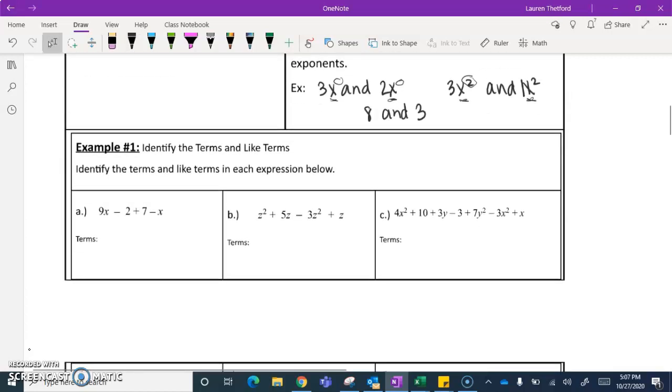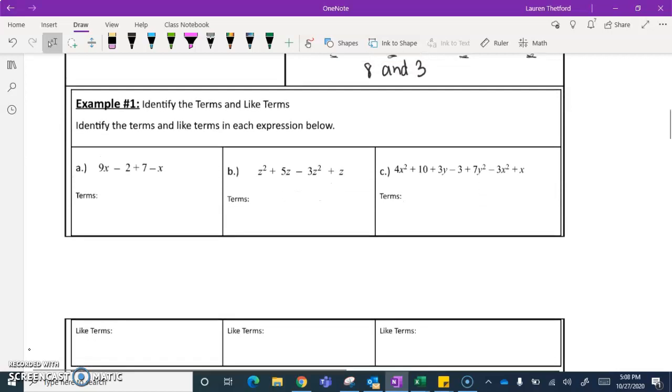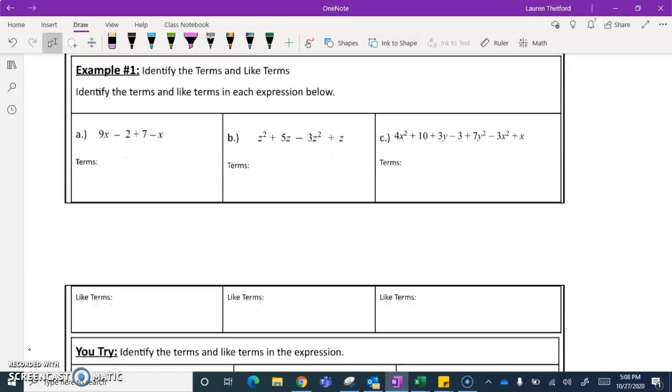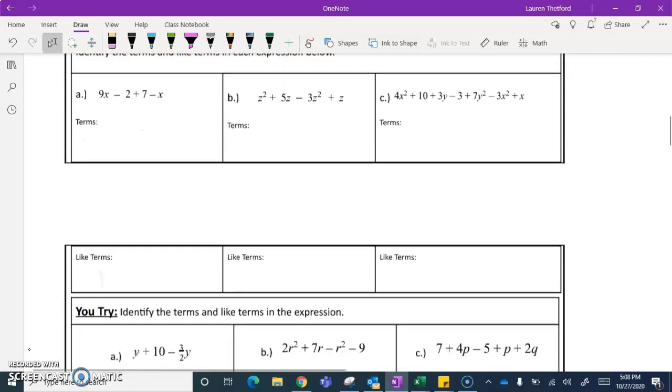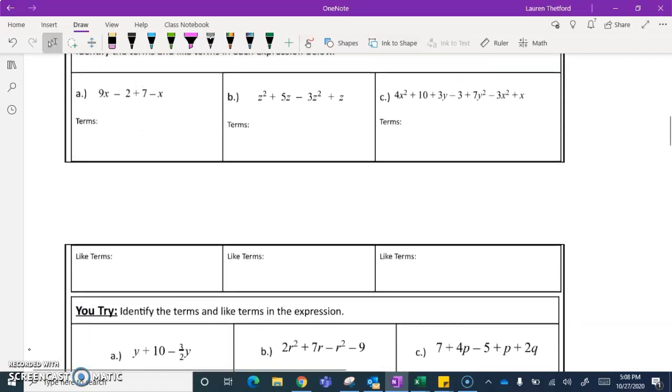So let's take a look at our examples. It says, identify the terms and like terms in each expression below. Anyway, it says that we have 9x minus 2 plus 7 minus x.